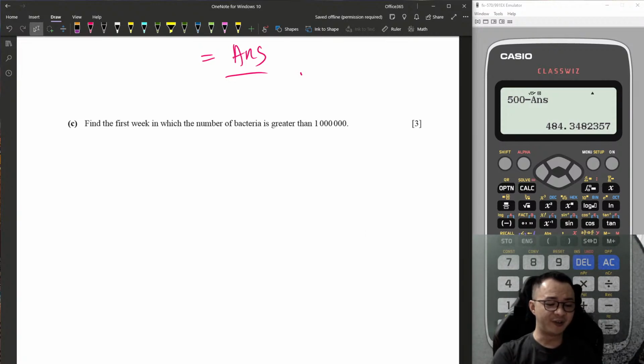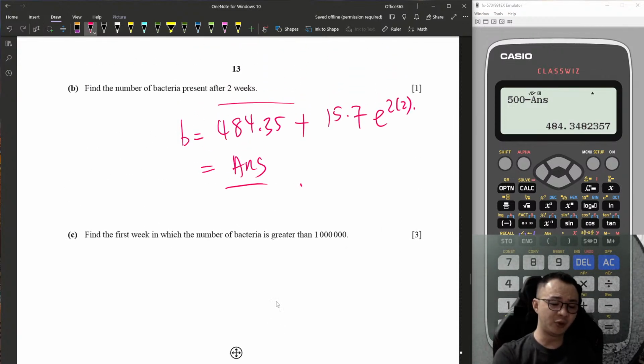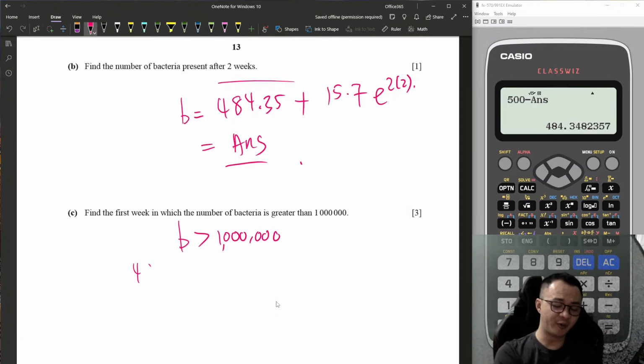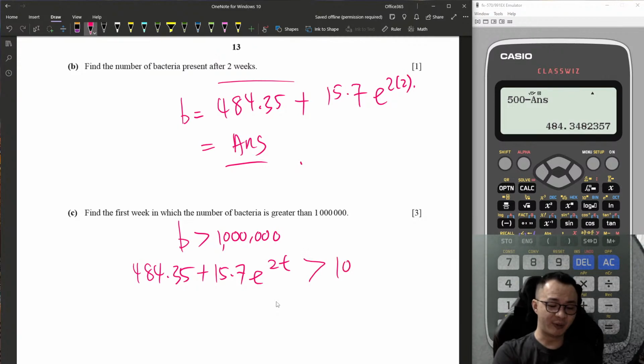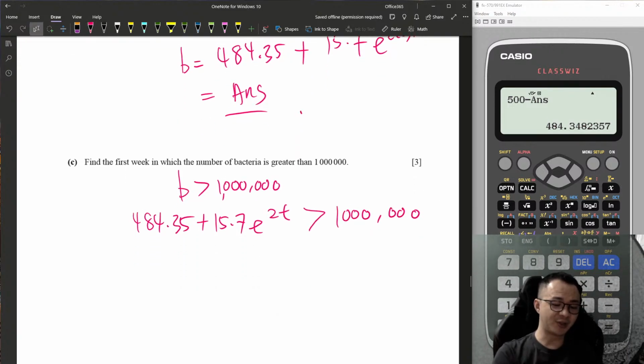So find the first week in which the number of bacteria is more than 1 million. So we want to know when B is more than 1 million, right? So yeah, sub into the formula: 484.35 plus 15.7 e to the power of 2t bigger than 1 million. I hate so many zeros.